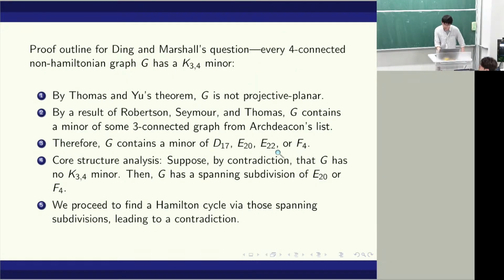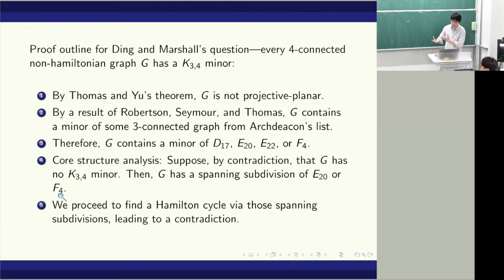This is our step 3. We reached the conclusion that G contains a minor of one of these 4 graphs. Then what we need to do is the core part of the proof. We can actually show that G has not only a minor of one of these graphs, but actually G has a spanning subdivision of this graph E20 or F4.